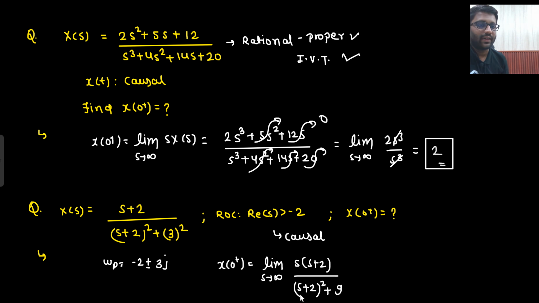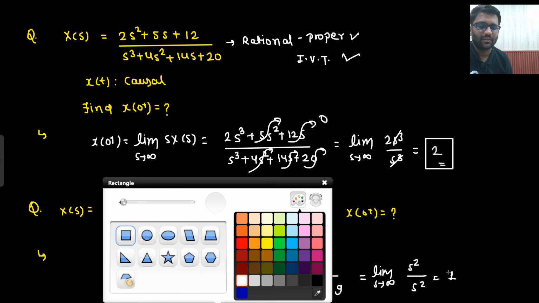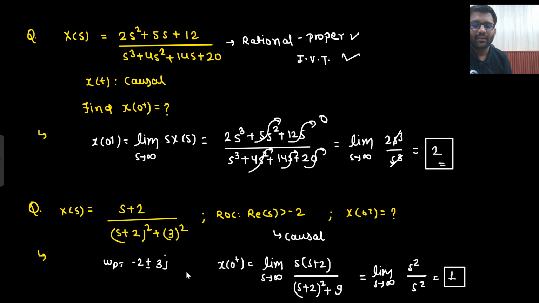Now what is the scenario? S is very large. So this guy will be very much larger than 9, and s will be very much larger than 2 as well. So if s is very large, then this 2 can be ignored, this 9 can be ignored. Downward what you will be getting is s square. Here also this 2 can be ignored. So upper side what you will be getting is s square only, and which gets cancelled out. What is the answer? 1. Or what you could have done, you could have found x of t from here. What would be x of t?